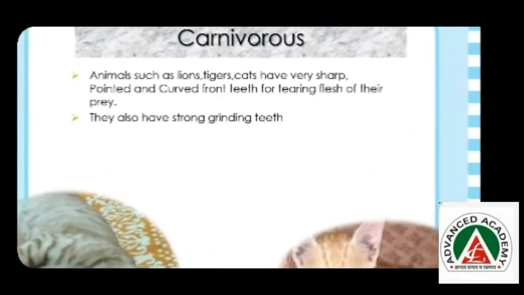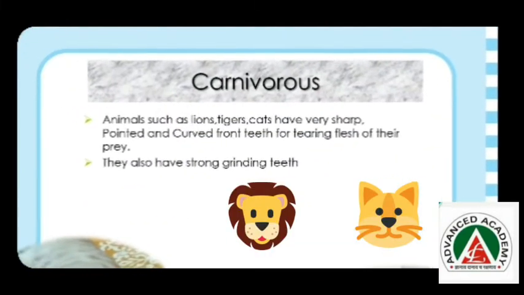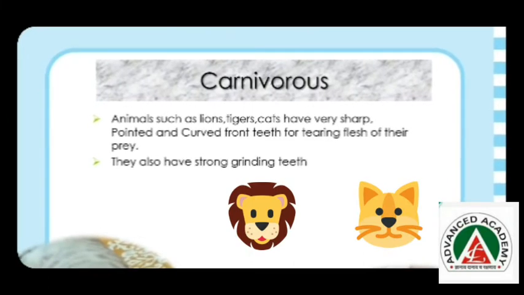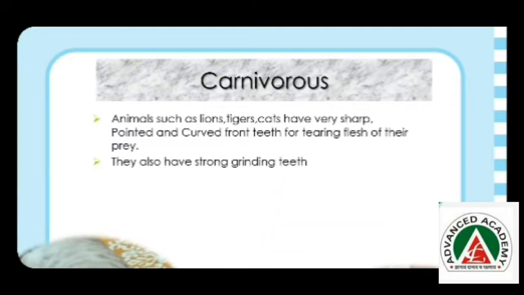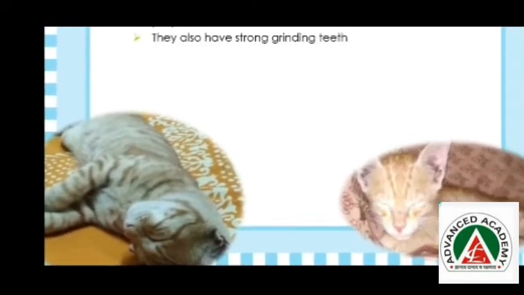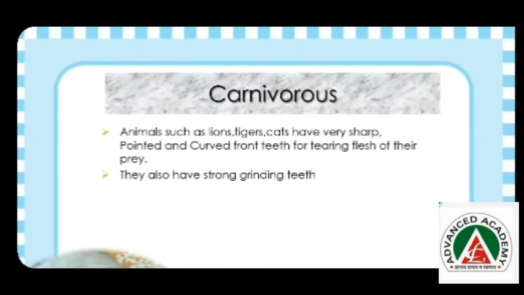The next group of animals are carnivores. Animals such as lion, tiger, cats have very sharp, pointed and curved front teeth for tearing the flesh of their prey. They also have strong grinding teeth. They are called carnivores.